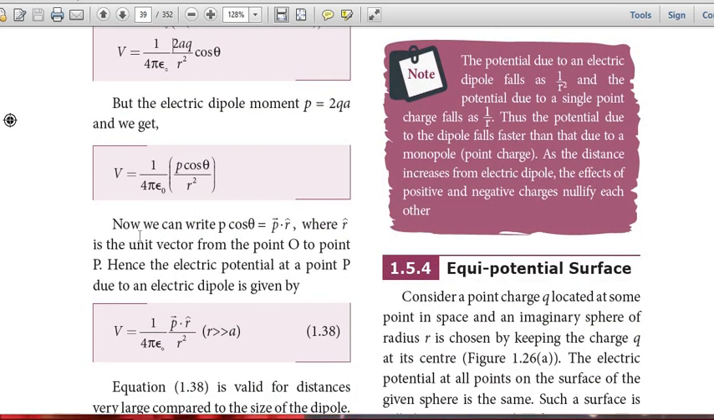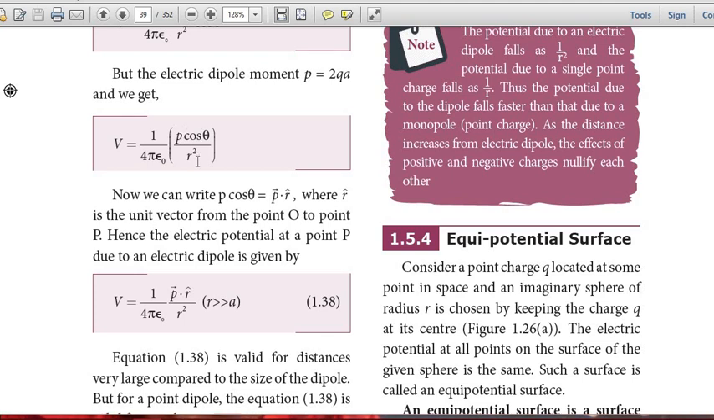Now we can write p cos theta in vector notation. How will you write the vector notation? P vector dot r vector, r cap, where r cap is the unit vector from the point O to point P. Hence the electric potential at a point P due to an electric dipole is given by V is equal to 1 by 4 pi epsilon naught P vector dot r cap divided by r square. P cos theta can be written as P vector dot r cap, so replacing the P cos theta term, we get P vector dot r cap divided by r square.